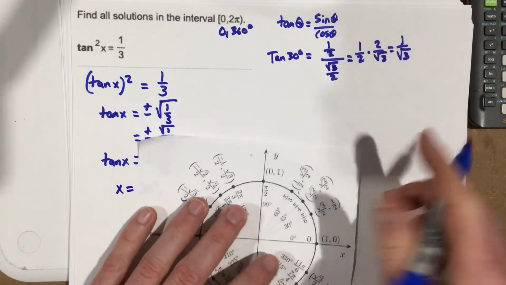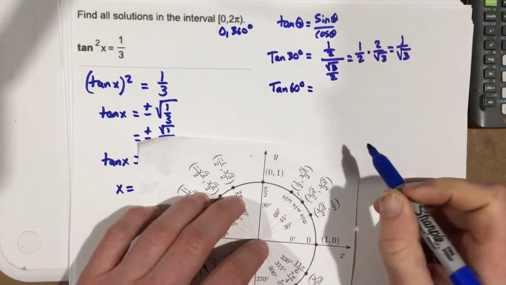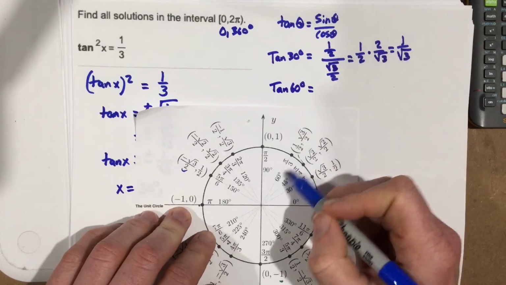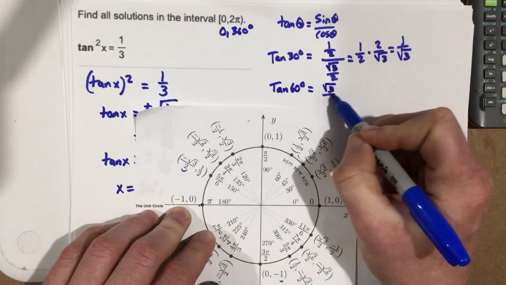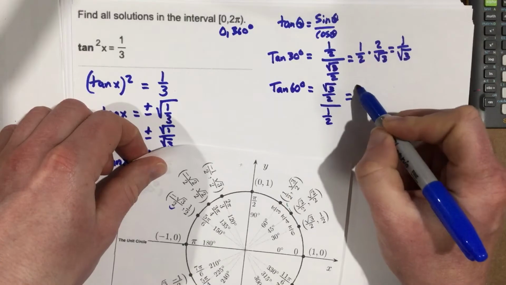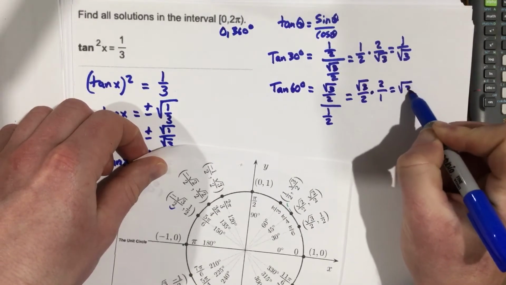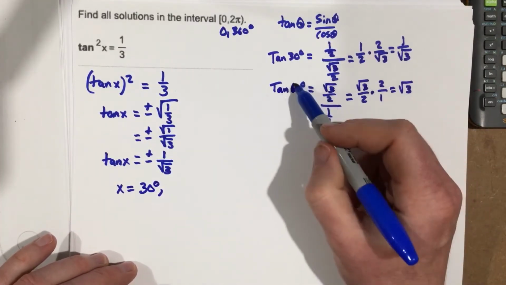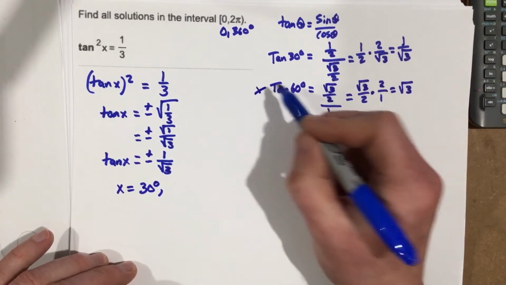Now, I do want to look at tan 60 because it's important to know what tan 60 gives us. Even though this is not going to be a solution, you'll see why. So if we look at tan 60, we get root 3 over 2 divided by 1/2. So we flip the bottom and multiply. So root 3 over 2 times 2 over 1, which just gives you root 3. And you can see that's not 1 over root 3. That's just root 3. So the 60-degree angles do not work, and we can just put an X by it. That doesn't work.